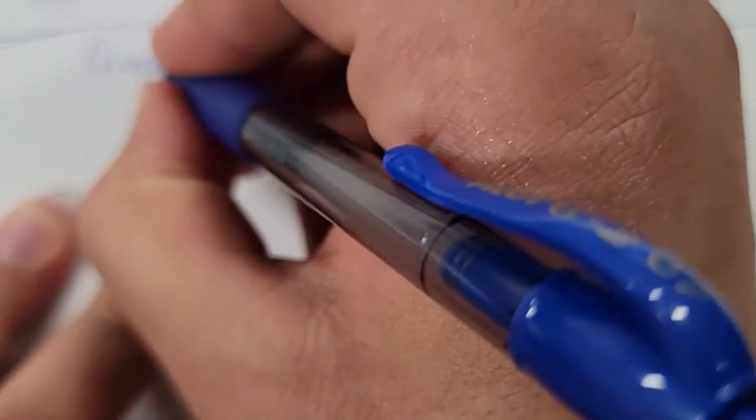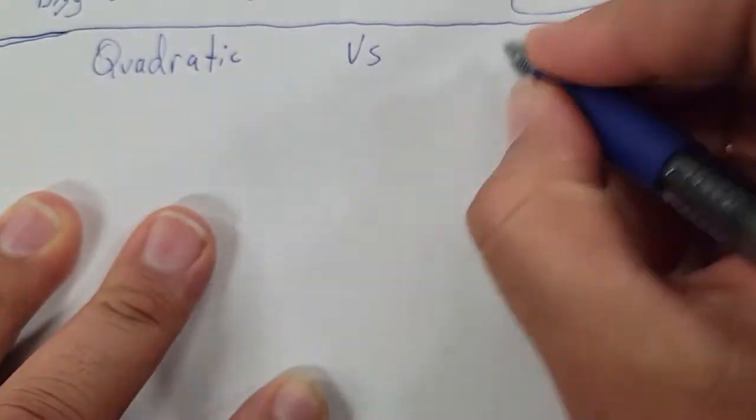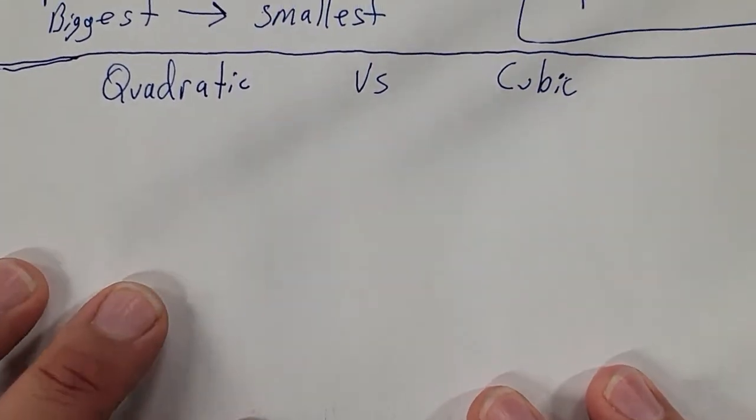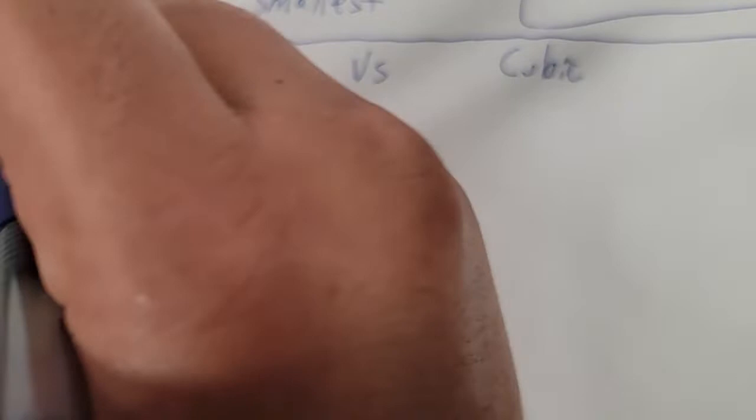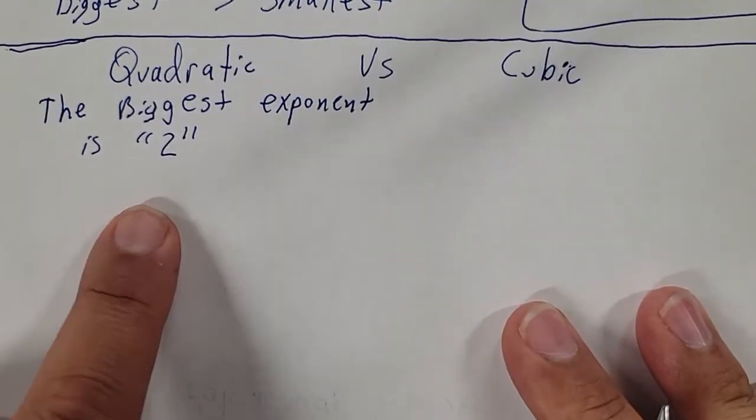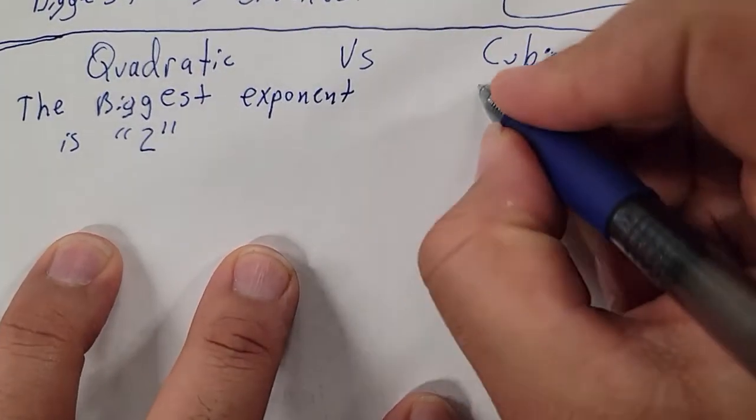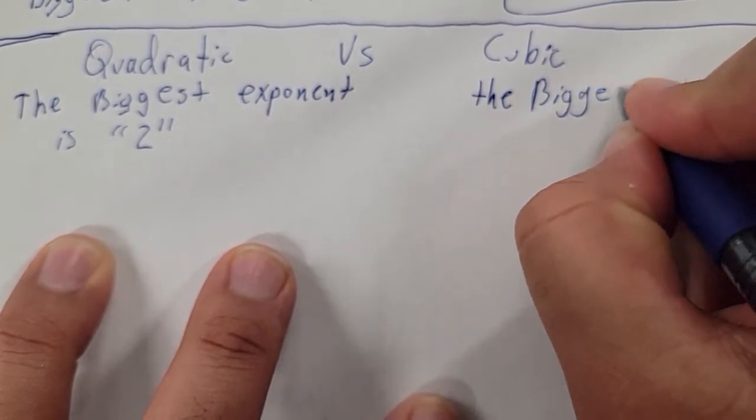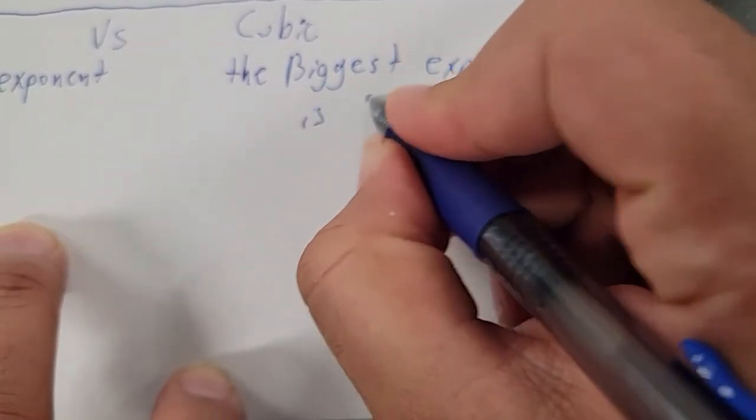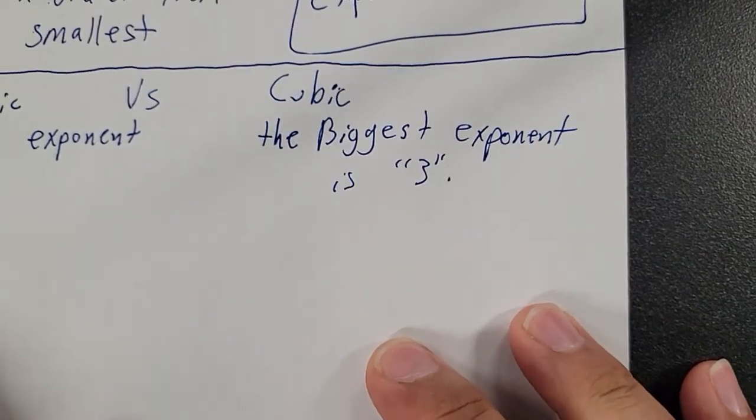All right. So next, the 2 important words we need to know are quadratic versus cubic. All right, quadratic versus cubic, like that. So there's only 2 things you have to know. The biggest exponent for a quadratic is the number 2. That makes a quadratic. And I'll show you an example in a second. For a cubic, the biggest exponent is the number 3. That's for cubic.